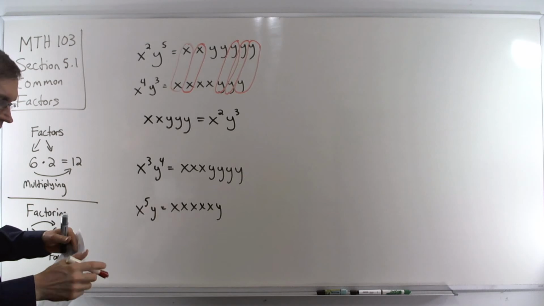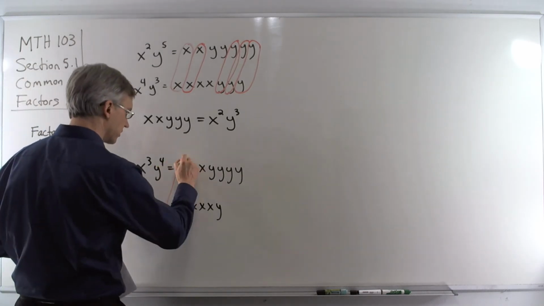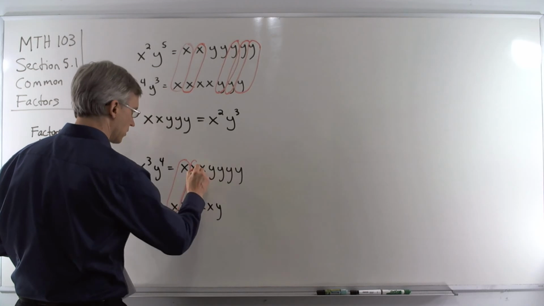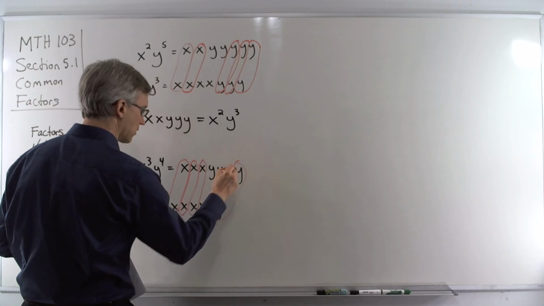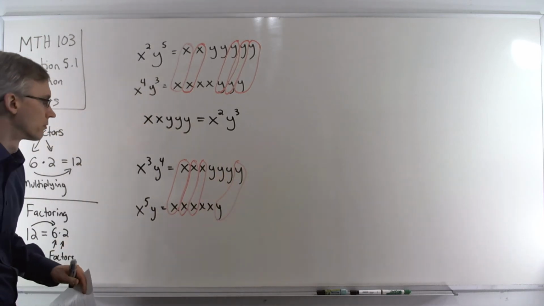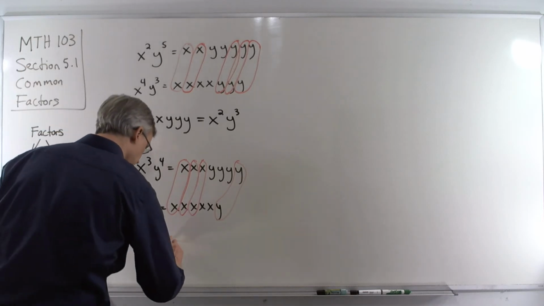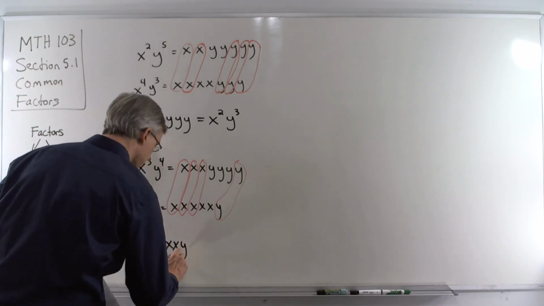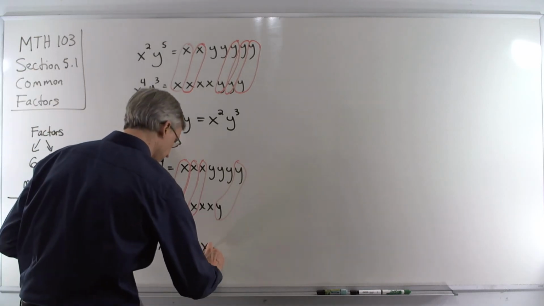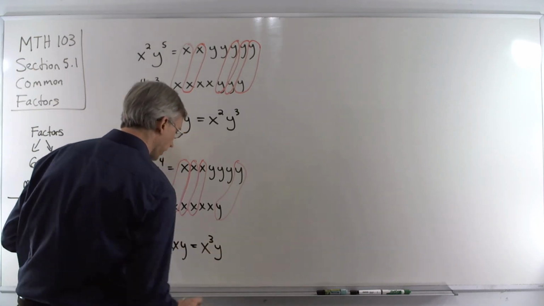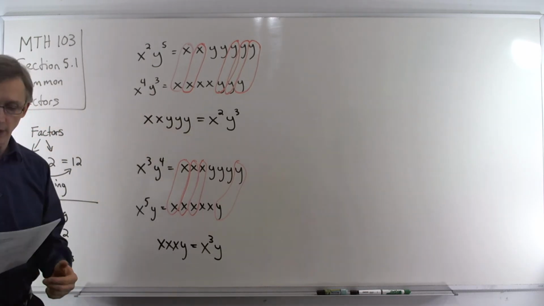So there's expanded form. I'm going to circle some matches here. I'm going to write them all out, all the matches in expanded form, x, x, x, y, and that equals, we have 3 x's, so that's x to the third, times y. So the greatest common factor of those two monomials is x to the third times y.